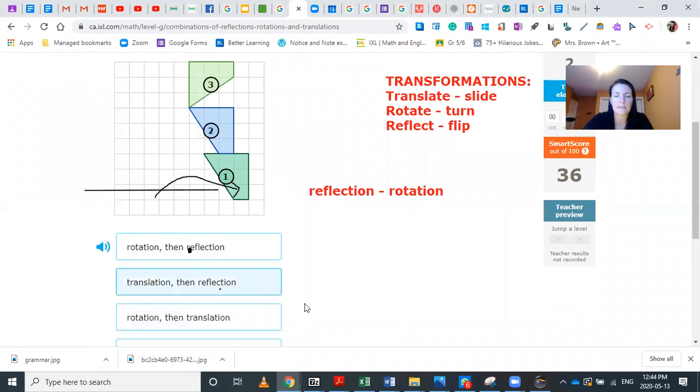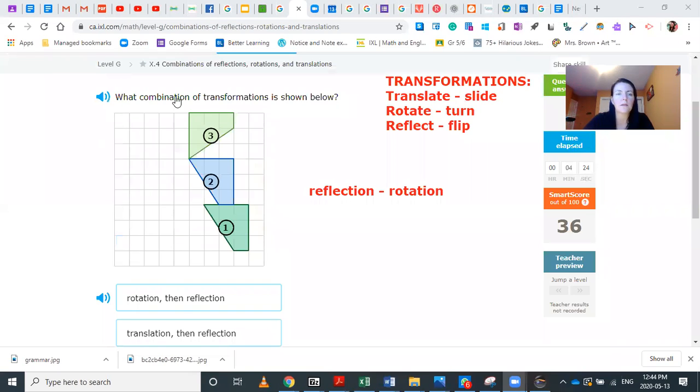All right, let's look at this one. Remember, you can pause, see if you agree, and then you can try it again. The question is, what combination of transformations is shown below? You've got to start at number 1, go to number 2, and then number 3.